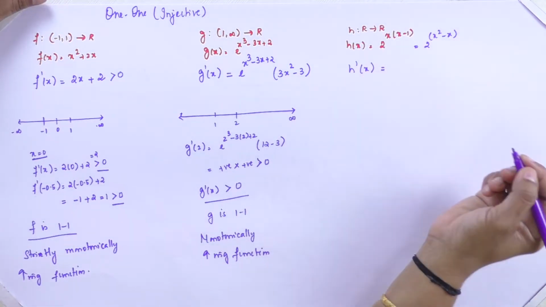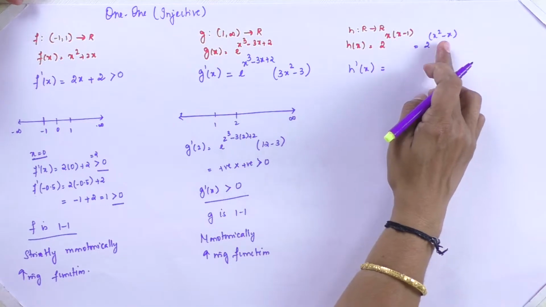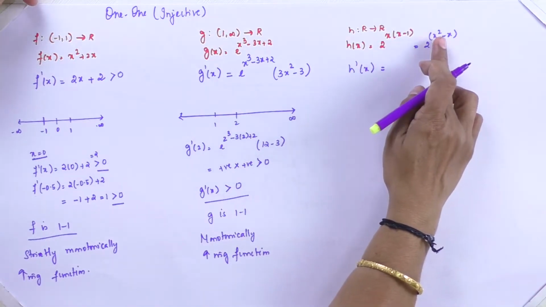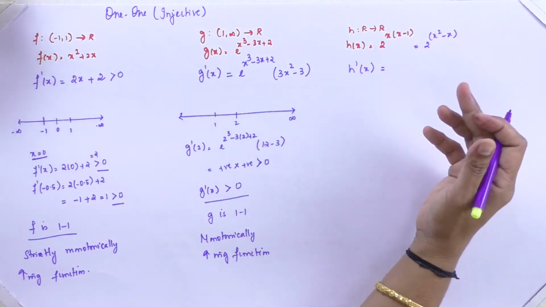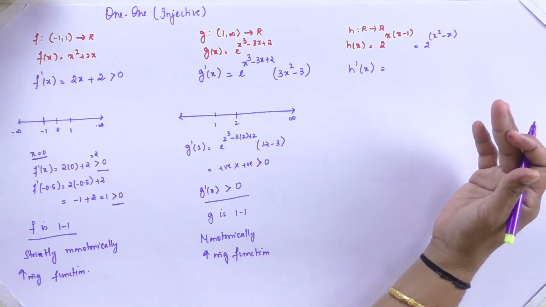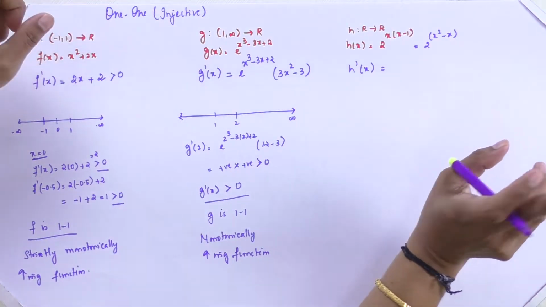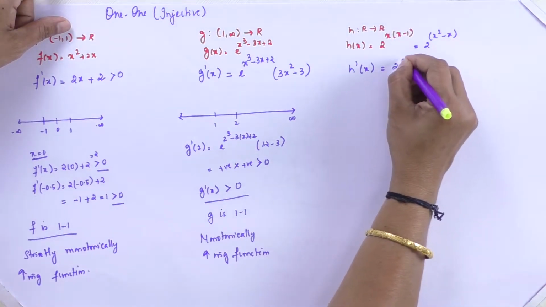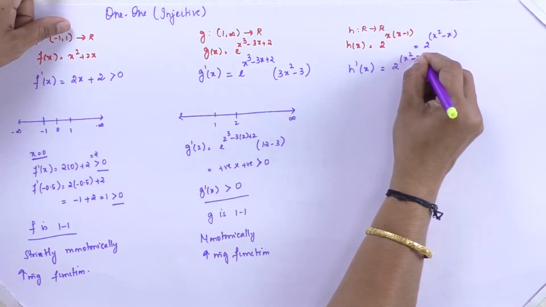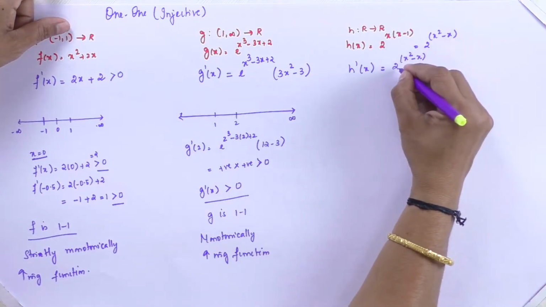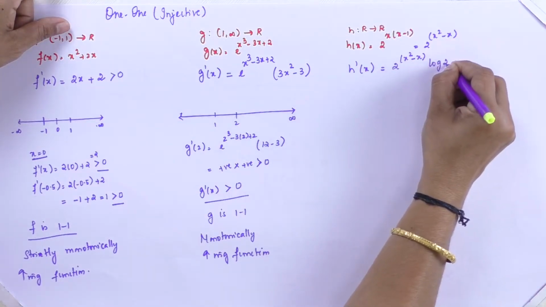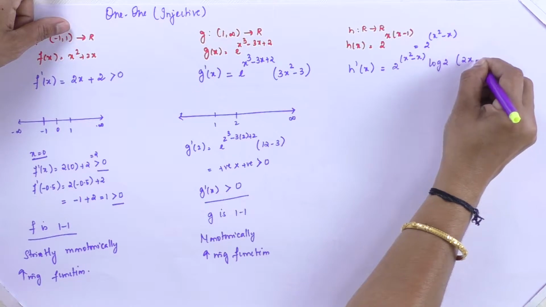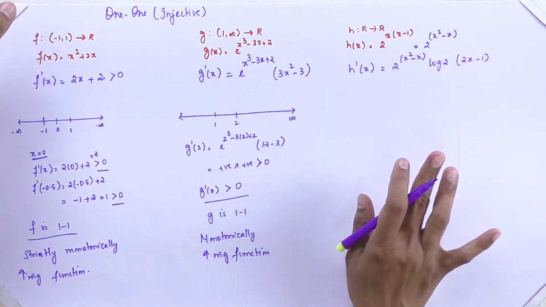H dash of x is of the form a power x. Whenever we have a power x, upon differentiation I will get a power x into log a into the differentiation of x, which becomes 1. Likewise, if I differentiate this, it becomes 2 raised to the power of x square minus x, into log 2, into the differentiation of the exponent, which becomes 2x minus 1. So this is the differentiation.